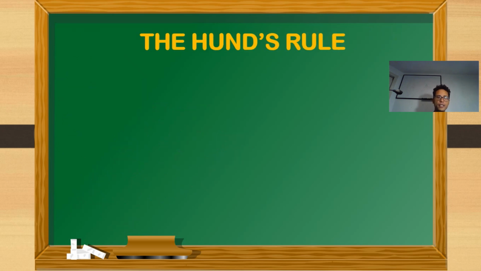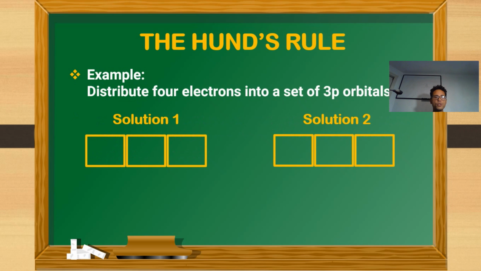So the next tool we need to properly do the electronic distribution is to respect Hund's rule. Basically, Hund's rule says that for a set of individual orbitals with the same energy, the electrons should be distributed as unpaired as possible. So an example: distribute the 4 electrons in a set of 3p orbitals. We separated here 2 possible ways we can do that.